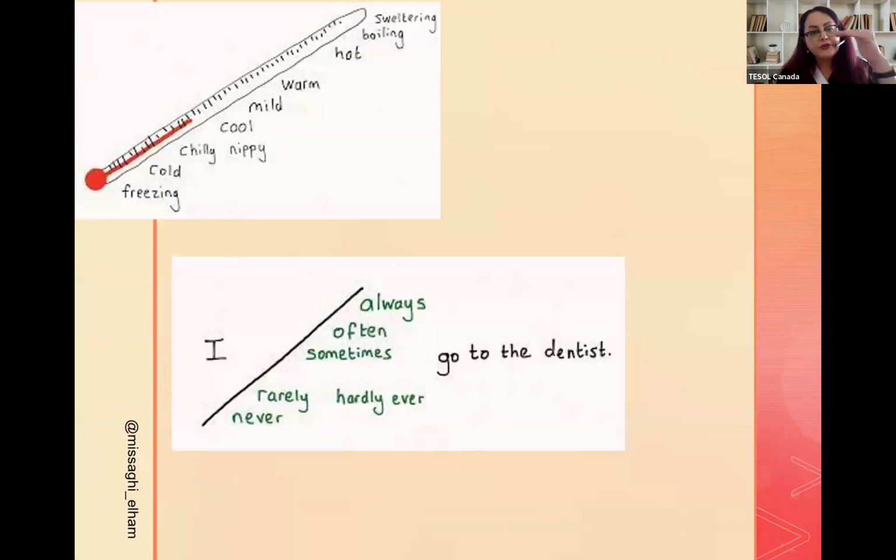Drawing a line and putting the words in a correct series, like freezing, cold, chilly, cool, mild, warm, hot, boiling, sweater. So that now they understand what's the difference between mild and cold. What's the difference between freezing and cold? It's hard to explain, but it's easy when you put it on a cline. Or never, rarely, sometimes, often, always. So what's the difference between often and always? But drawing a line, it's much easier for them to understand. These are different techniques you can use for teaching or conveying the meaning.